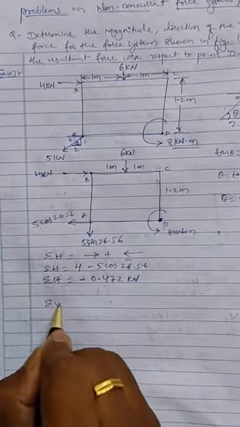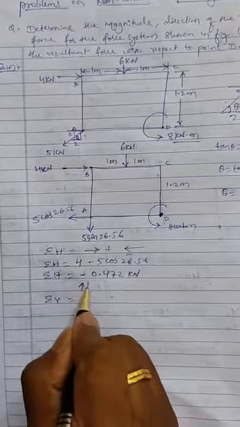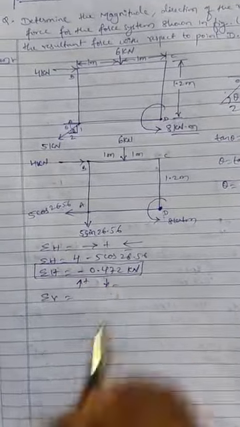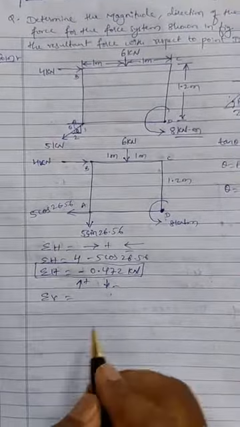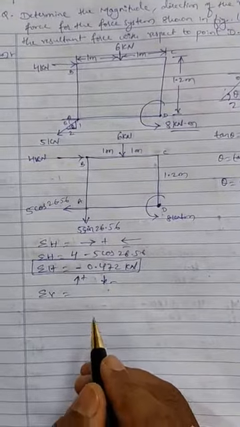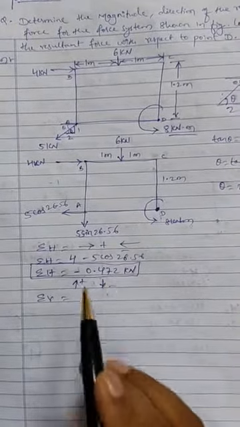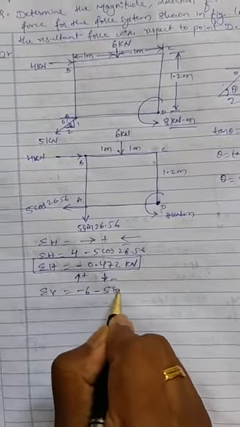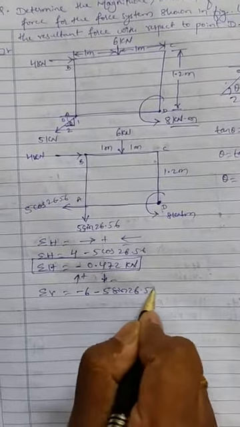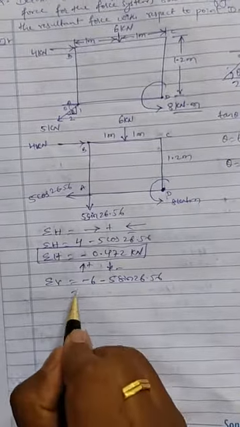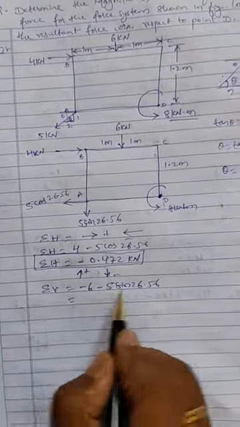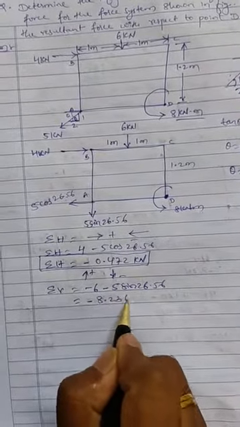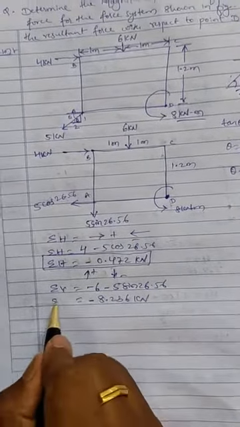Then to calculate summation of V, our sign convention is upward acting forces are positive, downward acting forces are negative. So here we don't have any upward acting force, but we have forces which are acting downwards: 6 and 5 sine of 26.56. Both are acting downward, so both are minus. We will work this out, and we get summation of V is minus 8.236 kilonewton.